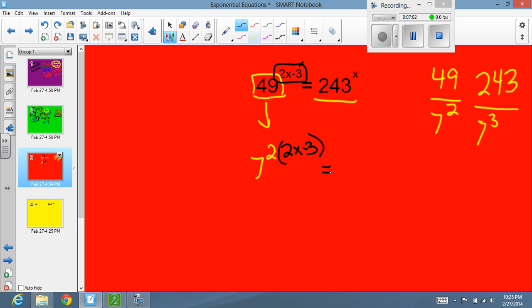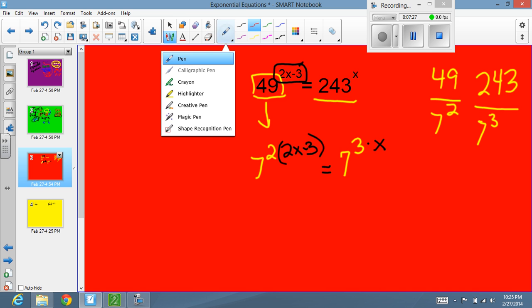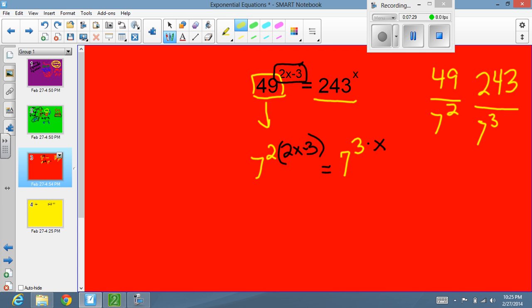And then on the other side, 243, I'm going to rewrite as 7 to the third power, and then I already had that x up there, okay? So what I have now is common bases, 7 and 7. Once I have common bases, I can go ahead and set up an equation using those common bases.